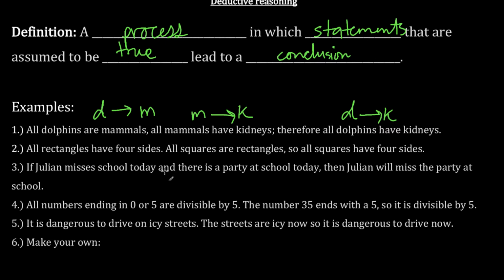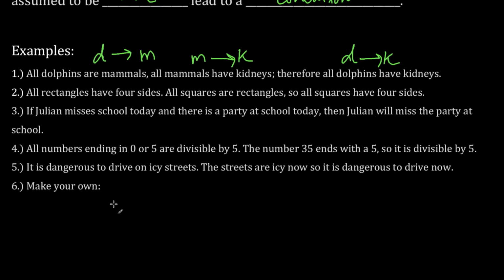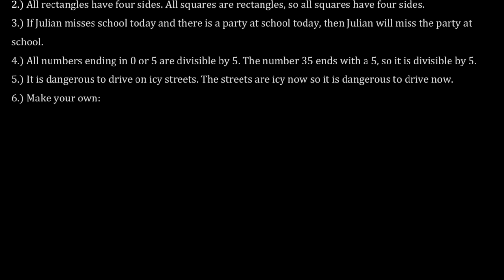You see how we take a statement that's true and another one that's true, and then we link them up. So if Julian misses school today and there is a party at school today, then Julian will miss the party at school. And so on and so forth. I encourage you to try to create your own. Remember, you just assume that what you're saying is true. Because sometimes there's a lot of nuance. Sometimes things really aren't as simple as they might seem.